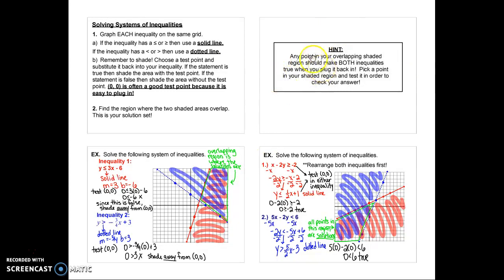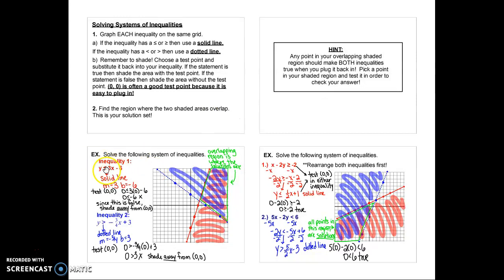Another hint here is just any point in your overlapping shaded region should make both of the inequalities true when you plug it back in. So a really good way to check your final answer is to pick a point out of that double shaded region where they overlap at. Pick any point that falls in that area and plug it back into both of the inequalities to make sure that it makes them both true.